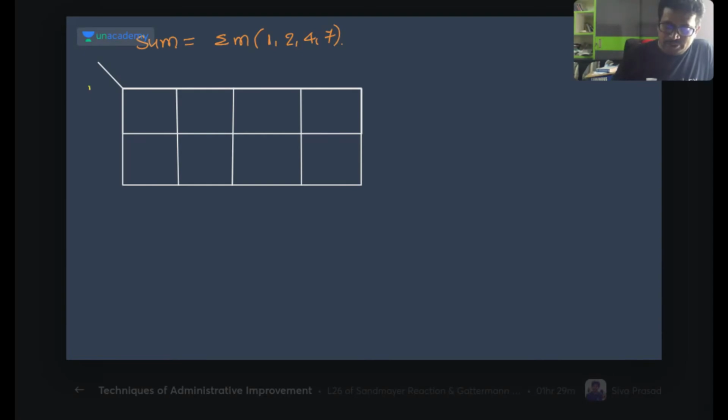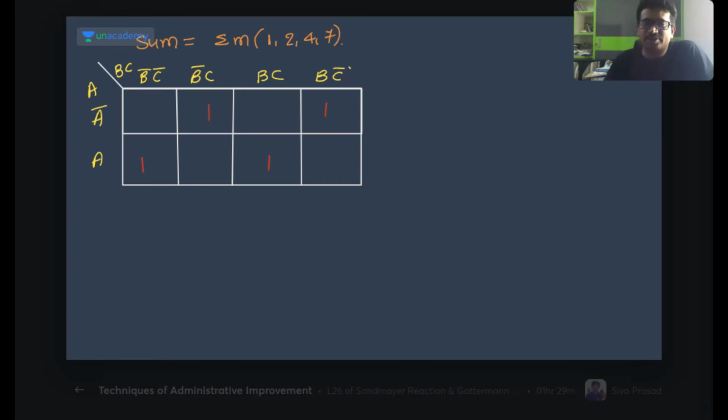Let us say this is A and this is BC. This is A bar, A now. This is B bar C bar, this is B bar C, this is BC, and BC bar. Tell me the min terms. They are 1 2 4 7. Is it possible to minimize this? No, there is no grouping possible here. If possible, we could group it. Since it is not possible, we can directly write the sum expression as it is.